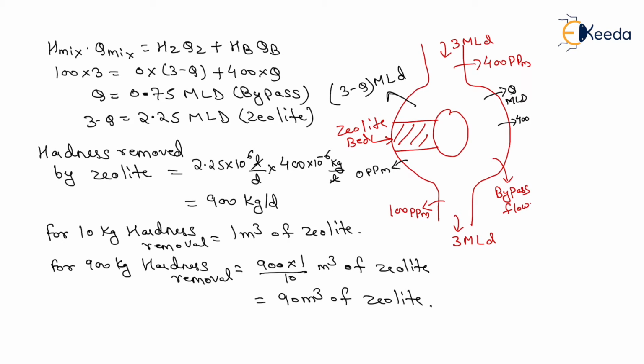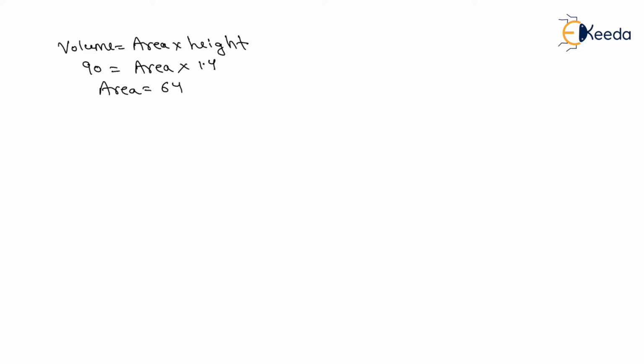Now we know that volume equals area into height. The volume of the zeolite bed is 90 meter cube. Now we need to determine the area of the zeolite bed, and the height is given as 1.4 meter in the question. So the area comes out as 64.28 meter square. That is the surface area of the zeolite bed.